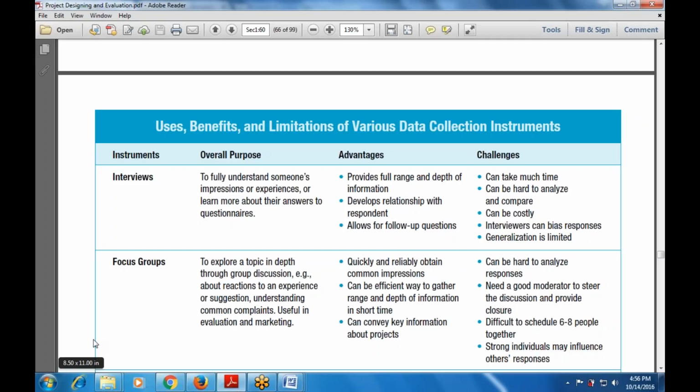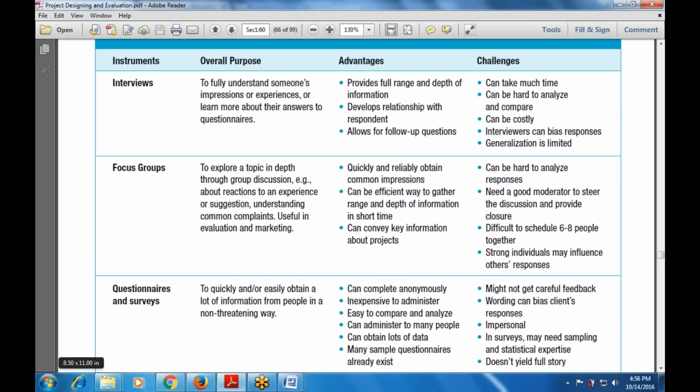So one is the interviews, the next one is the focus group, the next one is the questionnaires and the surveys. We are done with the interviews, we are done with the focus groups. Next one is questionnaires and the surveys. Now, what is the main purpose of the questionnaire and the survey? To quickly or easily obtain a lot of information from people in a non-threatening way. So we can easily get the information in a non-threatening way.